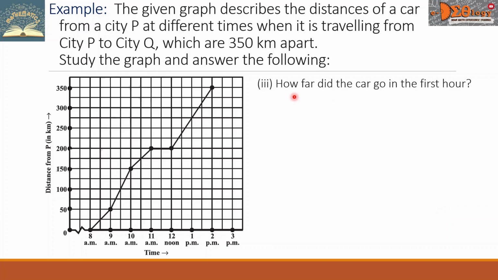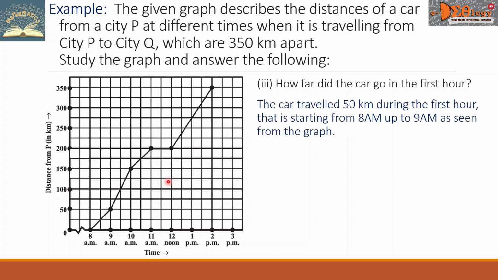Third question, how far did the car go in the first hour? In the graph, it shows that the car traveled 50 kilometers during the first hour. That is starting from 8 a.m. up to 9 a.m. as seen from the graph.